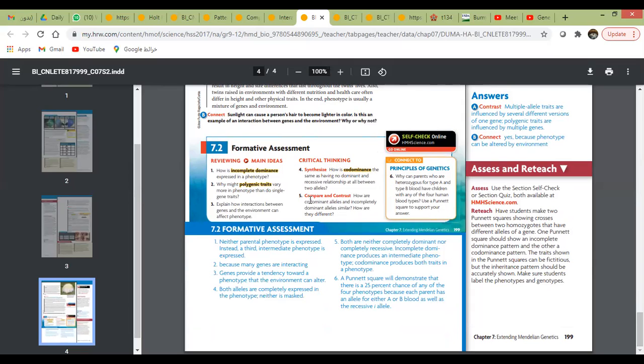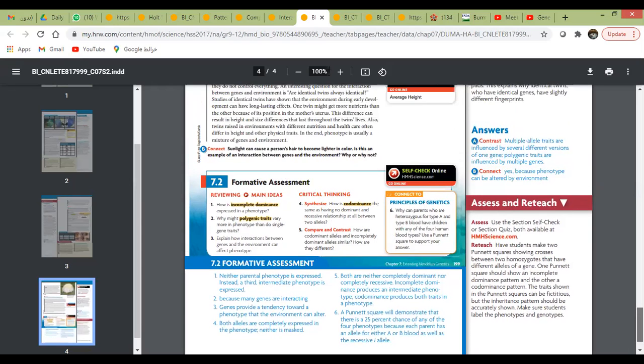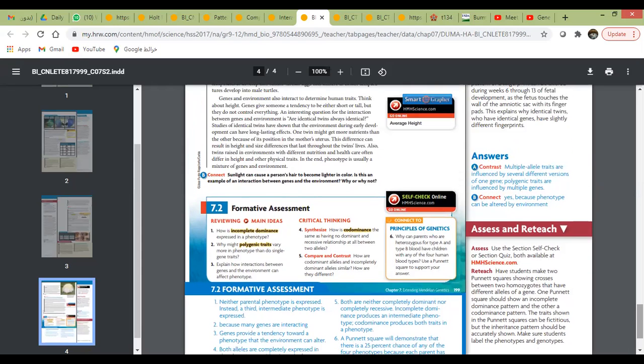How is codominance the same as having no dominant and recessive relationship at all between two alleles? ما برضه هذا السؤال خلينا نحكي بطريقة ثانية. How it is expressed بالcodominance. How it is expressed in the offspring. يلا. How the codominant pattern is expressed in the offspring.